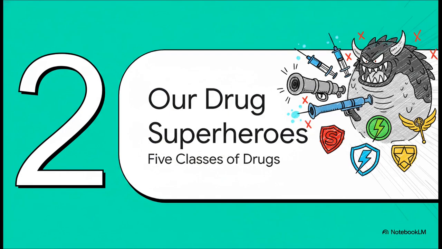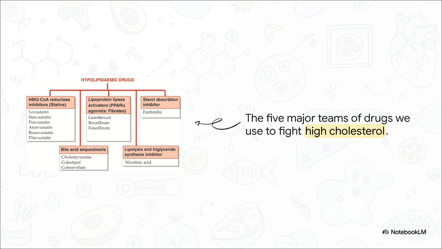So, we've identified the villain. Now, how do we defeat it? Well, luckily for us, we have a whole team of superheroes ready to go. Let's meet them. The 5 major classes of hypolipidemic drugs. Look here. This is our whole armamentarium. You've got HMG-CoA reductase inhibitors, or as everyone calls them, statins. Then there are fibrates, ezetimibe, which is a sterol absorption inhibitor, bile acid sequestrants, and nicotinic acid.